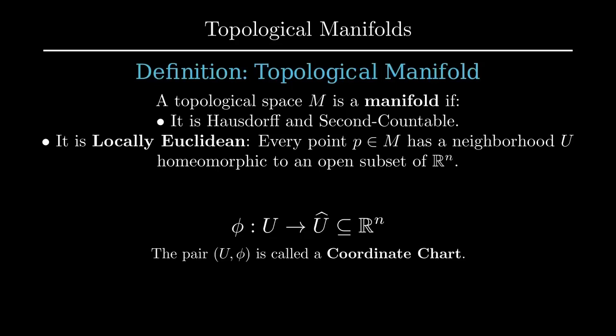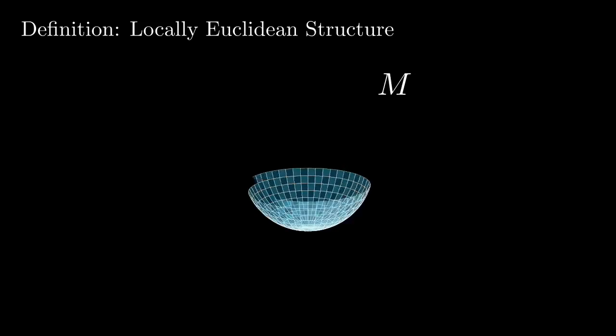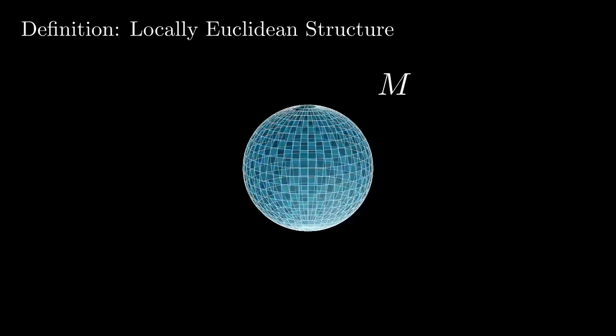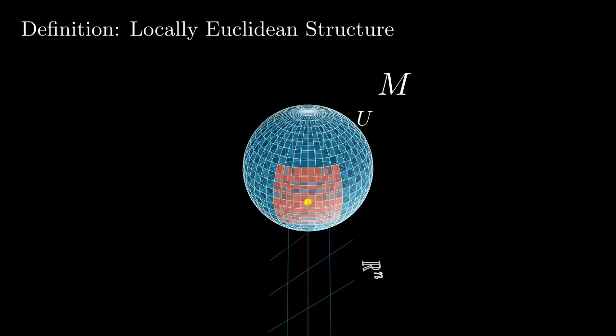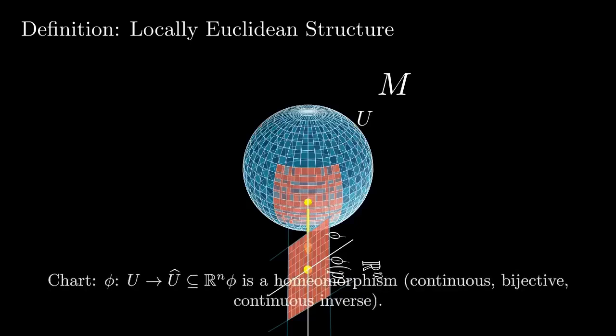So let's take our sphere again. Here we take a patch of our sphere. This patch is denoted by U, and we have a function phi that maps it to Rn. So it is like Rn at each point. This map phi is called a chart and is a homeomorphism, which means continuous, bijective, and with a continuous inverse.